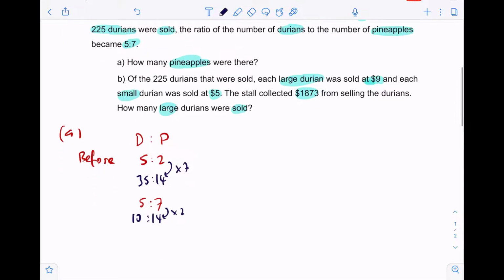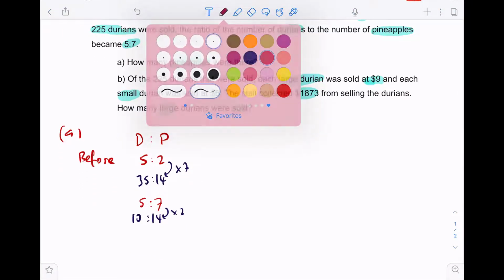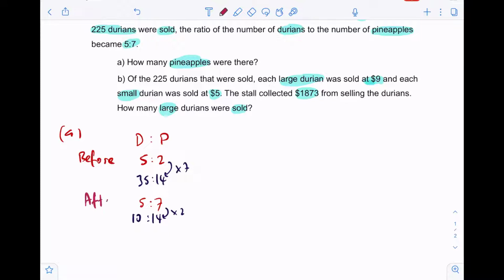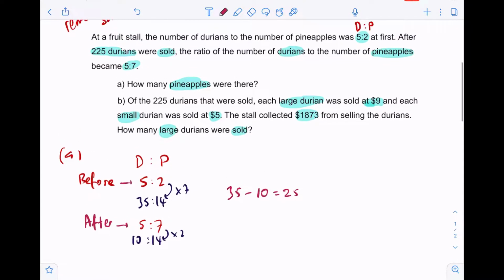As you can see, in the after case, I need to write after here as well. In the after case, the pineapple is now the same. Both are 14 because you didn't sell anything, you didn't buy any new pineapples as well. But the durians went from 35 to 10. 35 minus 10, it decreased by 25 units. Why? Because you sold 225 durians. So which means that 25 units represents 225 fruits.